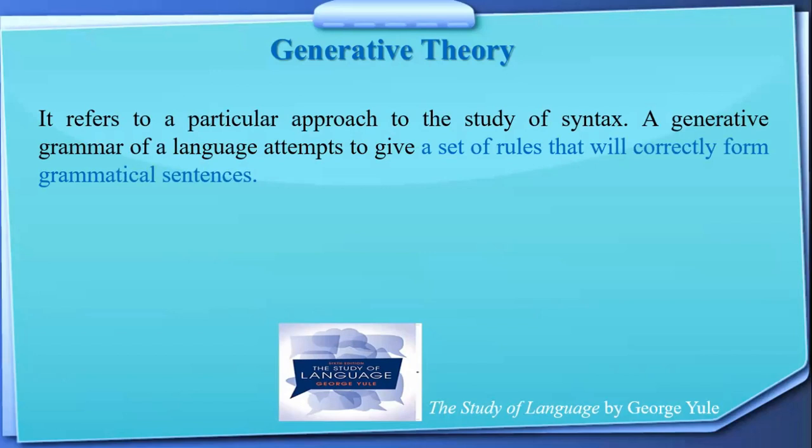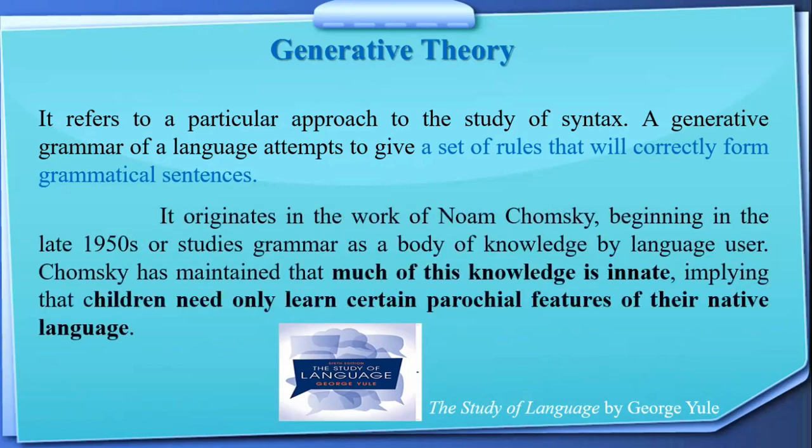A generative grammar of a language attempts to give a set of rules that will correctly form grammatical sentences. So generative grammar attempts to give a set of rules of grammar so that we can have a perfect order of the language. It originates in the work of Noam Chomsky, beginning in the late 1950s, and studies grammar as a body of knowledge held by language users. Chomsky has maintained that much of this knowledge is innate, implying that children need only learn certain procedural features of their native language.